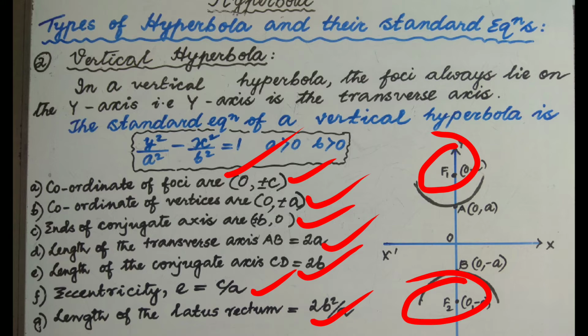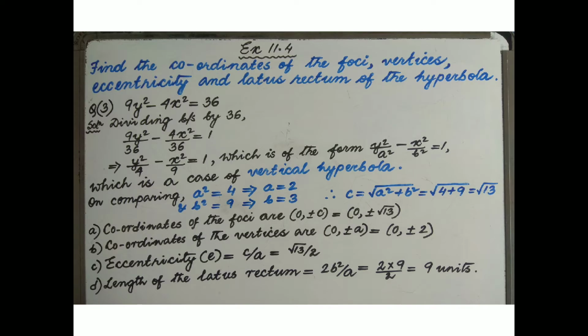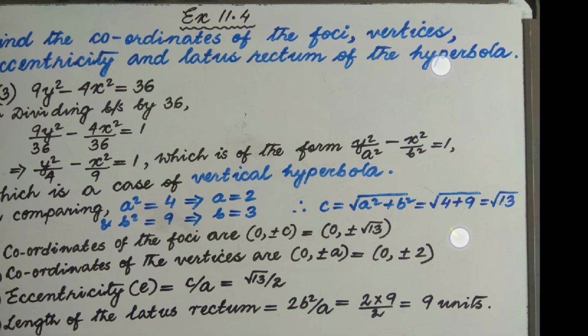So these are the concepts which are related with hyperbola. What are those? First, what is a hyperbola? How do we draw a hyperbola? The difference of the distances of the points from the two foci should be constant. Next, we have the two types of hyperbola, horizontal and vertical, along with their standard equations. Next, let us move to the exercise sums.